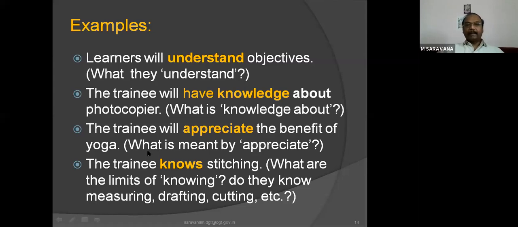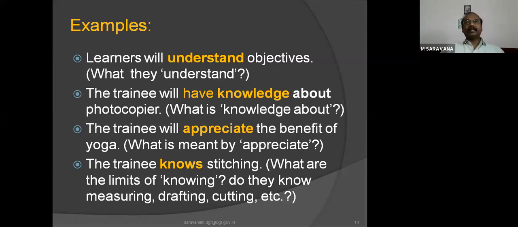And "the trainees will appreciate the benefit of yoga." Yoga is also a very important topic. Sometimes along with soft skills, we will teach yoga to the trainees. After completion of the yoga class, they will be able to appreciate the benefit. If that is the statement, then what is appreciation actually? That is not measurable.